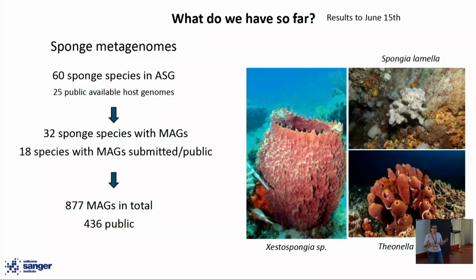So what do we have so far in the ASG project about sponge metagenomes? We have 60 sponge species in the project at the moment, 32 of these species with MAGs, 18 species with the MAGs already submitted, already public. In total, we have almost 900 metagenomes, where close to 430 are public already. And these are some of the sponge species with the highest number of MAGs that we have in the project.